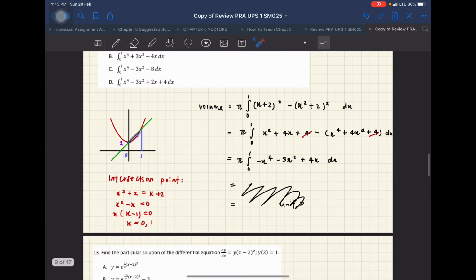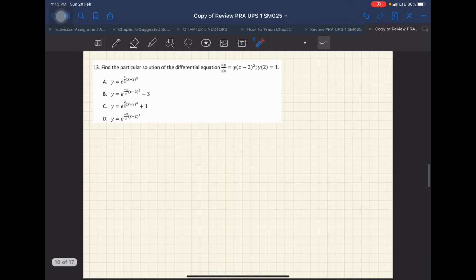Alright, so let's move on to chapter 2. Chapter 2 has 5 questions. So chapter 2, number 13. Find the particular solution of the differential equation. Particular solution means that you need to find until you get the value of C. Chapter 2 is about separable variables.